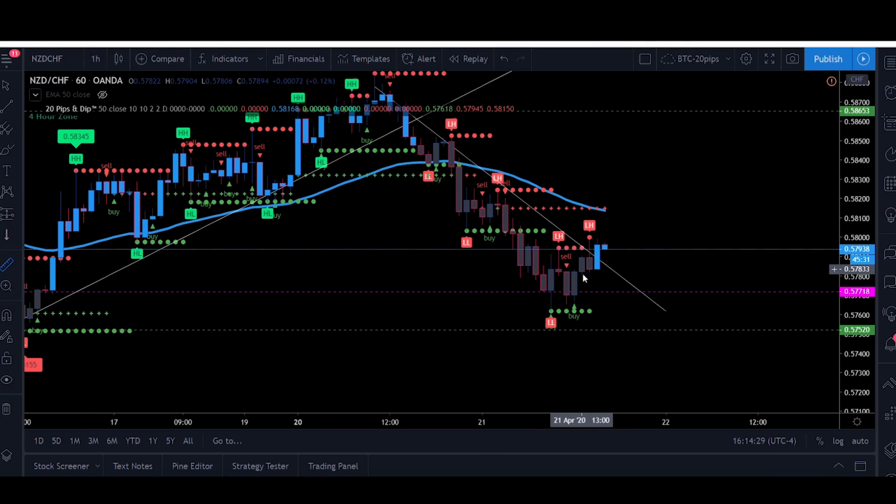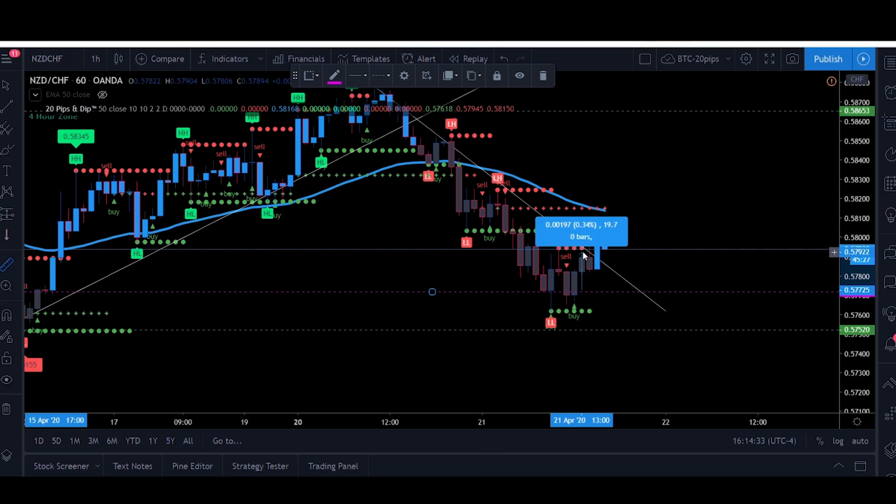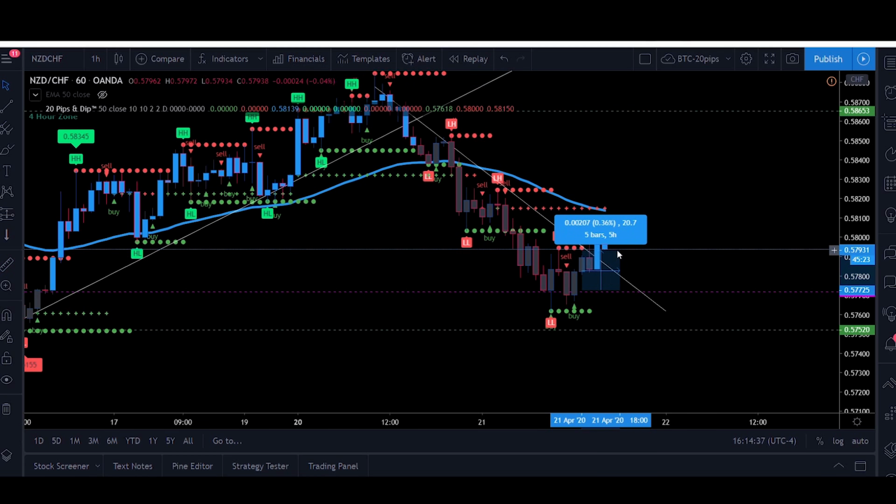So let's take a look at this. From your support line, if you would have set an order there, 20 pips, 2 hours. 2 hours and you were done. You set your trade, you set your take profit, and you went about your day. Let me show you guys the 20 pip and dip plan again.